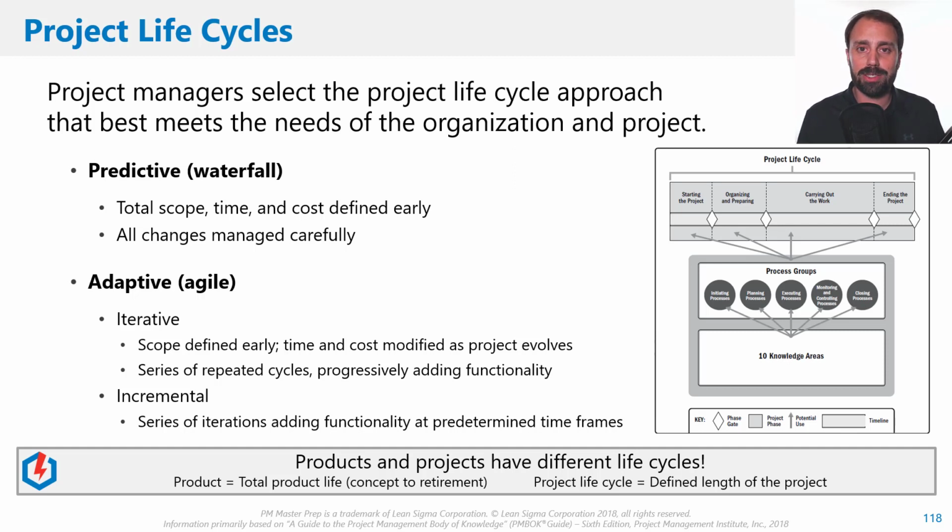So you're going to have to build a bridge in a waterfall manner, right? The second method is an adaptive or agile method. And so that could be, it comes along gradually, right? And so there's two different ways to do this. There's an iterative approach where they define the scope early, and then the time and cost are modified as the project evolves. So it's a little bit different.